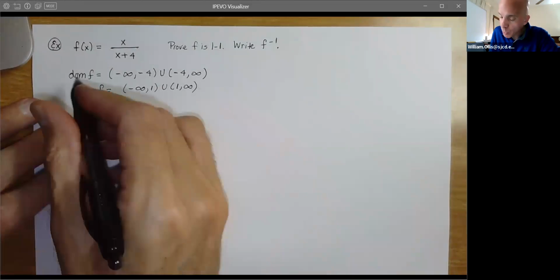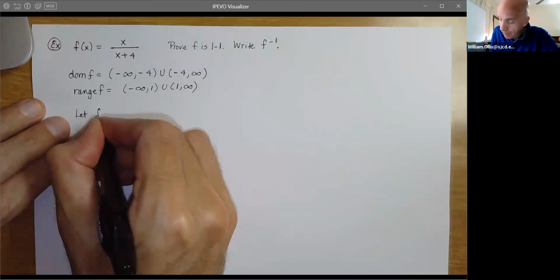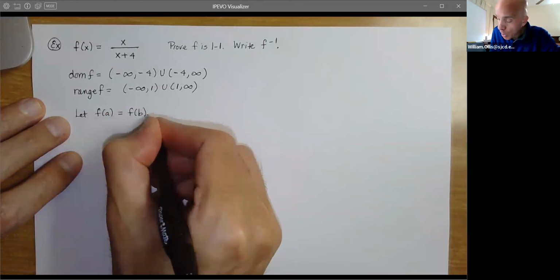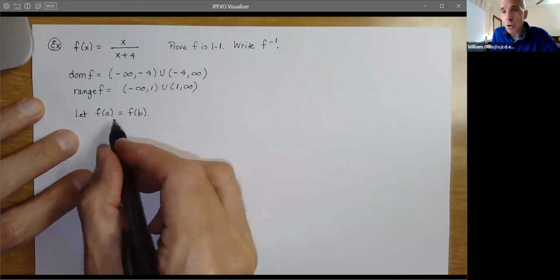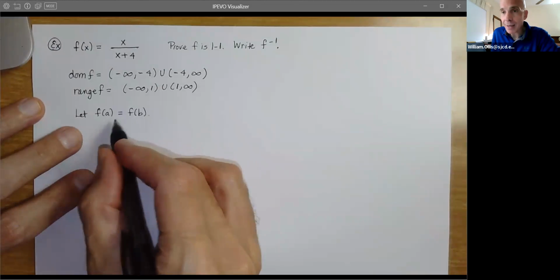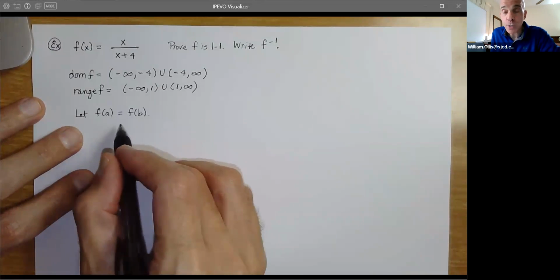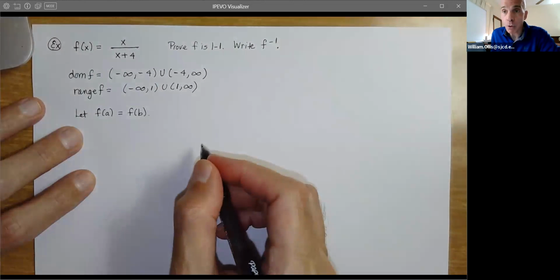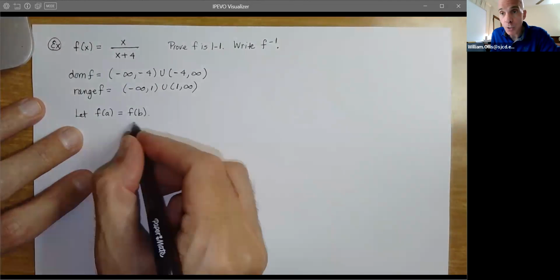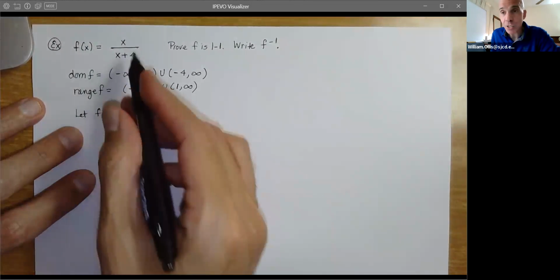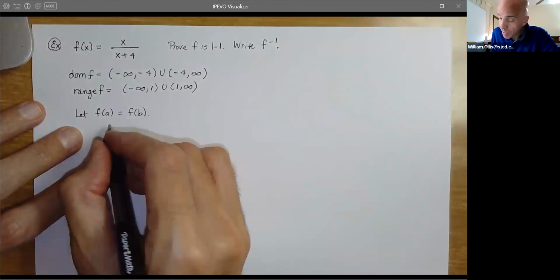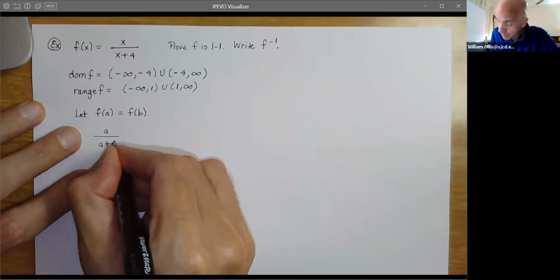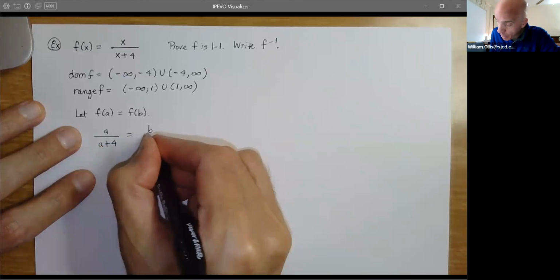So what we want to do now is let f of A equal f of B. Notice the problem might just say compute F inverse, because they tell you it's one-to-one, okay? You should still be able to do this in most cases where you can actually solve the equations. So we can say A over A plus 4 equals B over B plus 4.